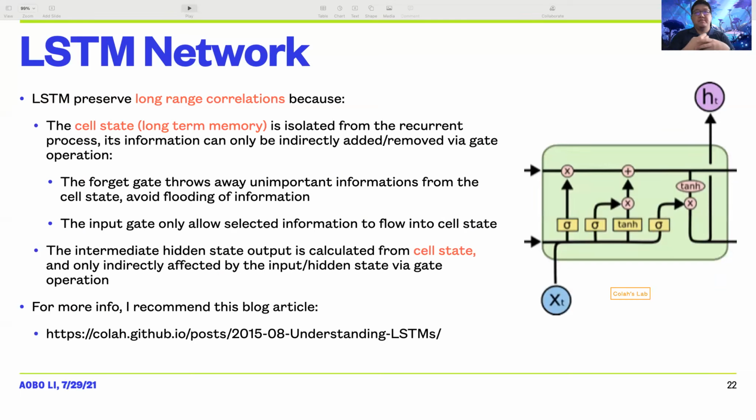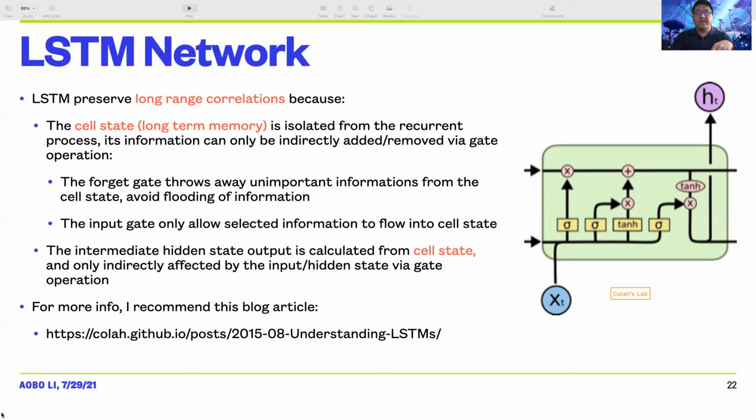So LSTM preserves a long-range correlation because the cell state is isolated from the recurrent process. Its information can only be indirectly added or removed via the gate operation, but we are not multiplying any kernel to the cell state to directly modify its value. The forget gate throws away only unimportant information from the previous cell state, which allows a flow of information from the previous step. The input gate only allows selected information to flow into the cell state. The intermediate hidden state output is calculated from the cell state and only indirectly affected by the input and hidden state via the gate operation.